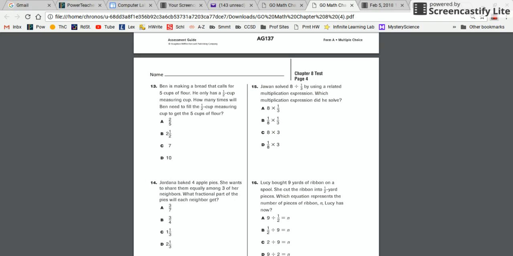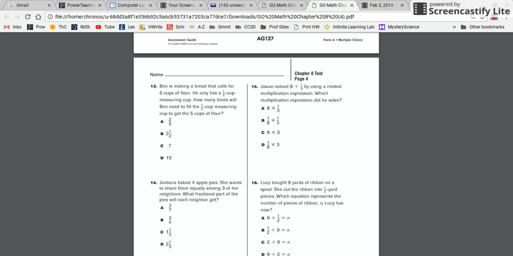Number 16. Lucy bought 9 yards of ribbon on a spool. She cut the ribbon into 1/2 yard pieces. Which equation represents the number of pieces of ribbon N Lucy has now?